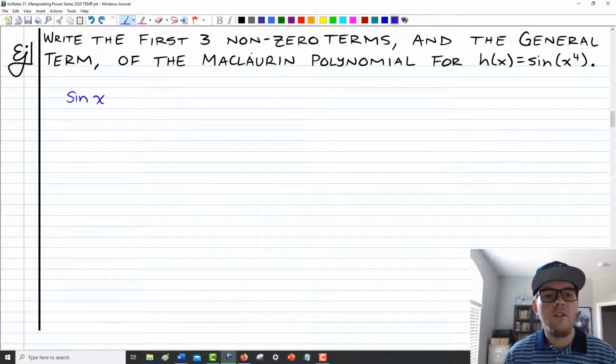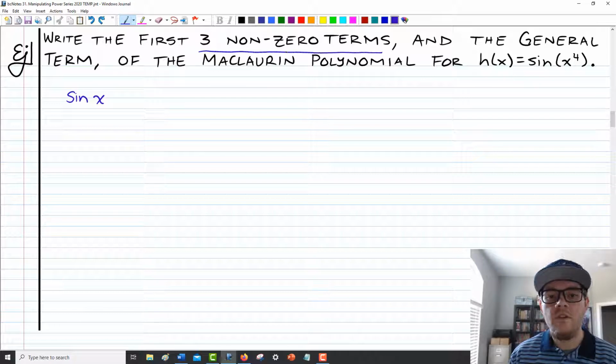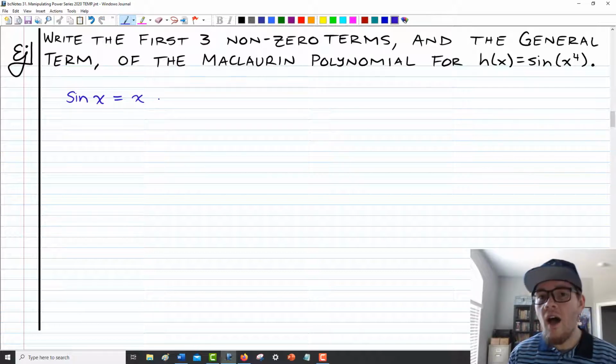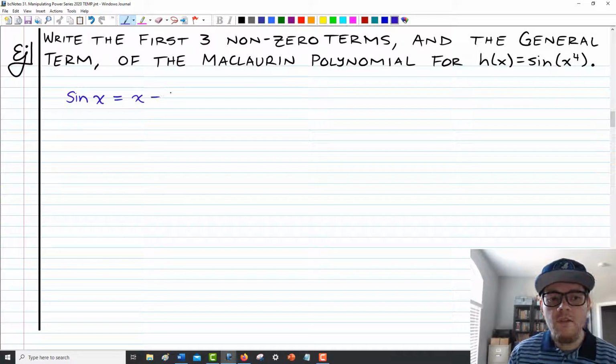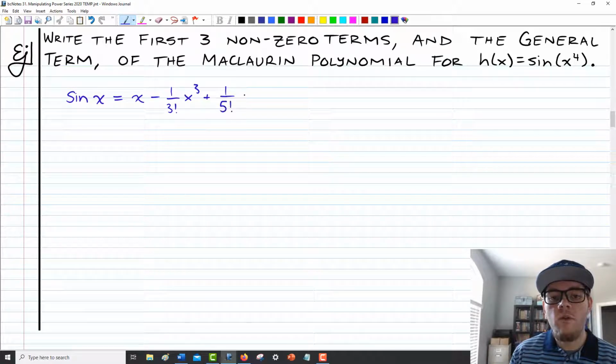And in this case, since we're looking for three non-zero terms, I'm going to, instead of writing the full, well, let's do it this way. What do we know about sine? Sine is all the odds and they alternate. So this is x minus 1 over 3 factorial x to the third plus 1 over 5 factorial times x to the fifth minus 1 over 7 factorial x to the seventh.